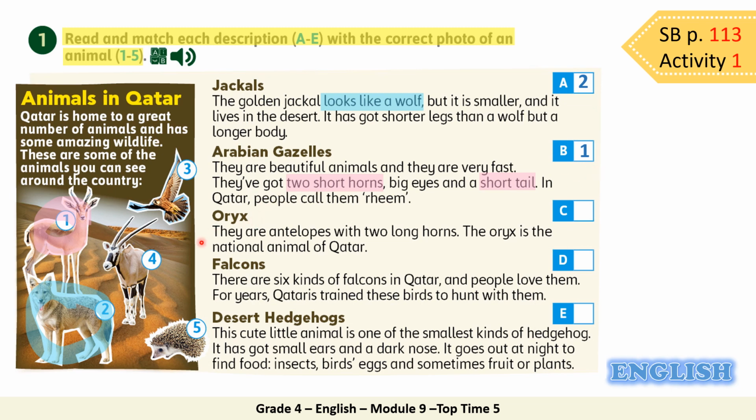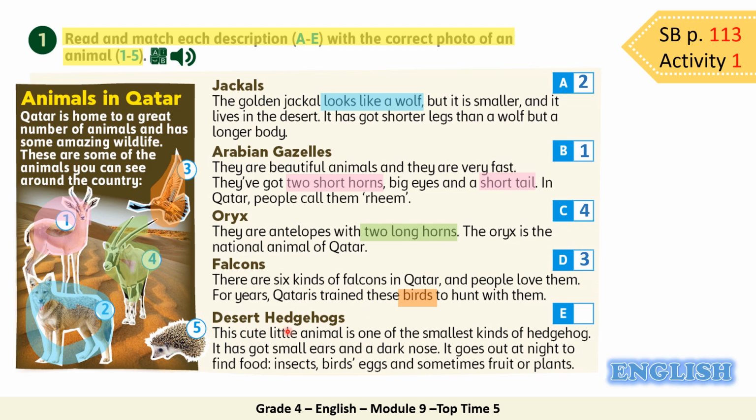Oryx. They're antelopes with 2 long horns. The oryx is the national animal of Qatar. And it has 2 long horns. So it is definitely picture number 4. And we match C with 4. Falcons. There are 6 kinds of falcons in Qatar, and people love them. For years, Qataris trained their birds to hunt with them. We're actually talking about birds, and it is the only one between all the 5 animals that is a bird. Picture number 3. So D, we match it with 3.